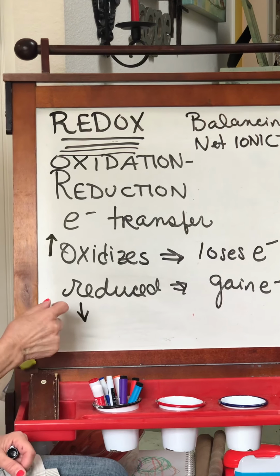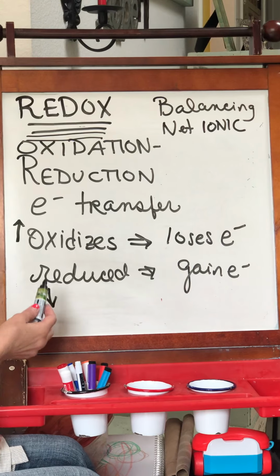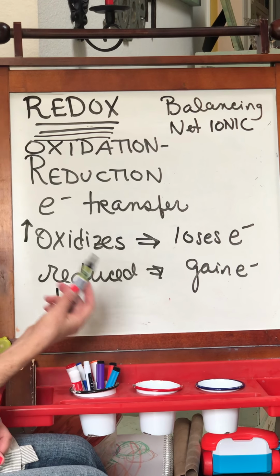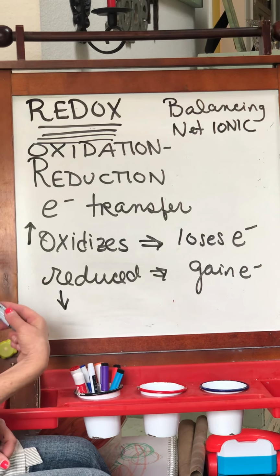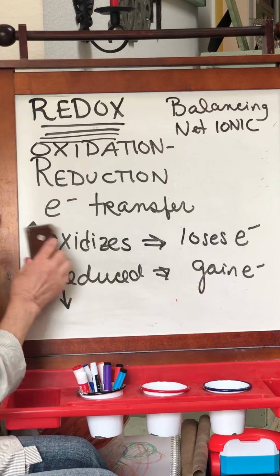You cannot have oxidation without reduction. They go hand in hand. If something is giving up an electron or two or three, something else is taking them on. So let me show you what I mean by that.